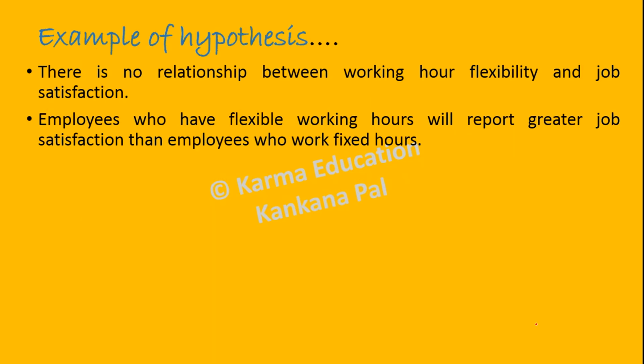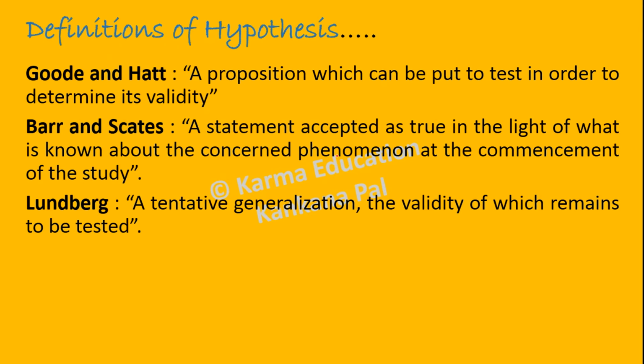These are some examples of hypothesis. First one is: there is no relationship between working hour flexibility and job satisfaction. There are two variables, first one is working hour flexibility and another one is job satisfaction. Regarding variables, there is another video. Next one is: employees who have flexible working hours will report greater job satisfaction than employees who work fixed hours. Here the two variables are, first one is employees who have flexible working hours and another one is employees who work fixed hours.